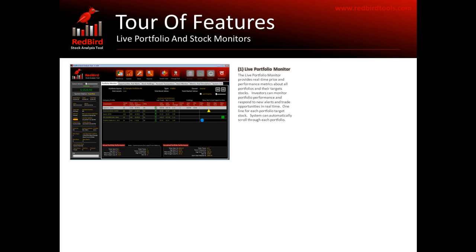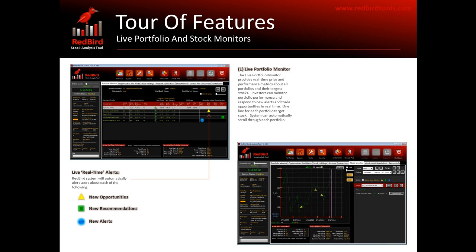Investors can monitor portfolio performance and respond to new alerts and trade opportunities in real time. 1 line appears for every target stock in the portfolio. The system can automatically scroll through each portfolio. On the bottom right-hand corner is the live stock monitor. This is the second most useful and detailed monitor in the system.